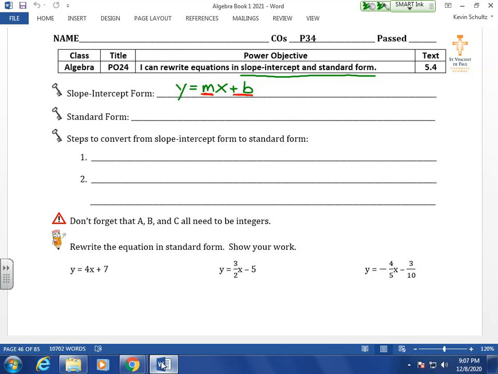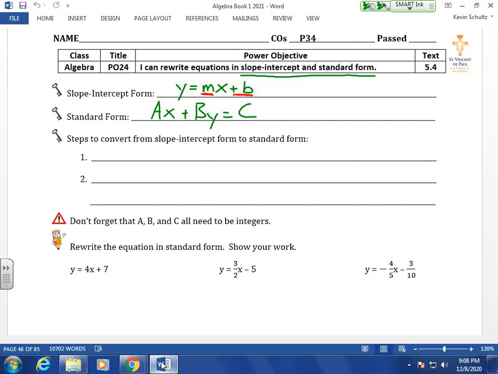Standard form is ax plus By equals C. We use a capital B there because there is really no direct relationship between the lowercase b in slope-intercept form and the capital B in standard form. A, B, and C just represent coefficients, or in the case of C, a constant. Notice the relationship between these two equations, as we've talked about before: standard form has our x and y terms on the same side, whereas slope-intercept form has y by itself.